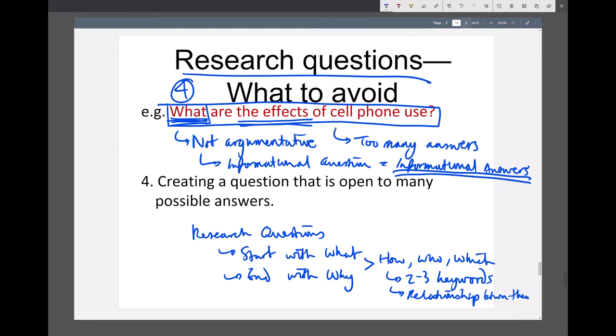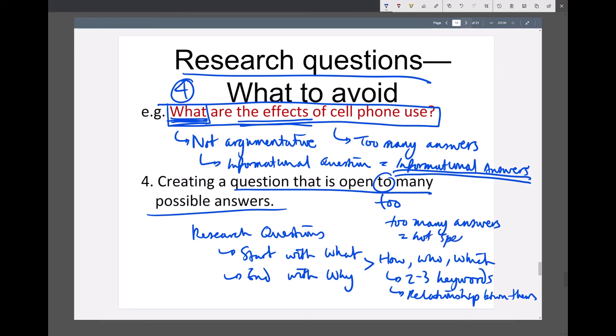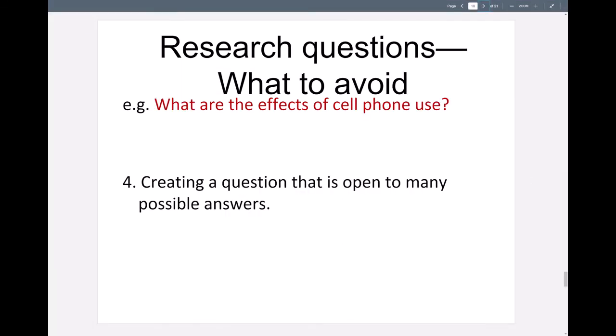Yeah, I think that's good. Again, if you have a question that has too many answers, it equals not specific enough. Too broad. And do you think you will continue living there for a long time?